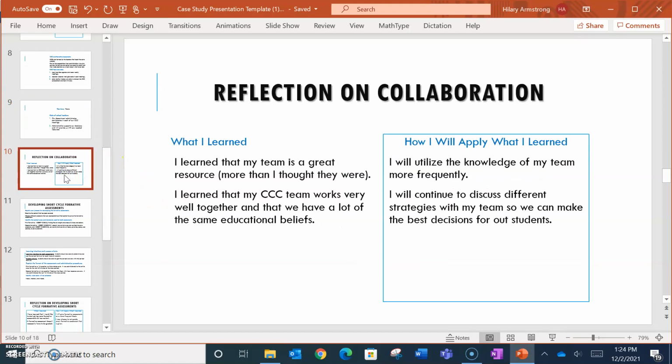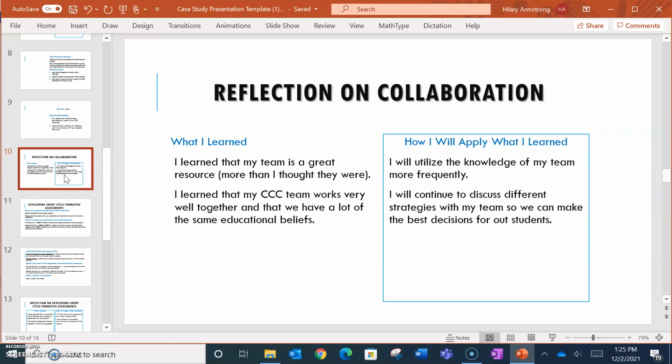So what I learned was that my team is a really great resource. We're all very experienced teachers and we're all good people to bounce ideas off of. And I also learned that we have a lot of the same educational beliefs.